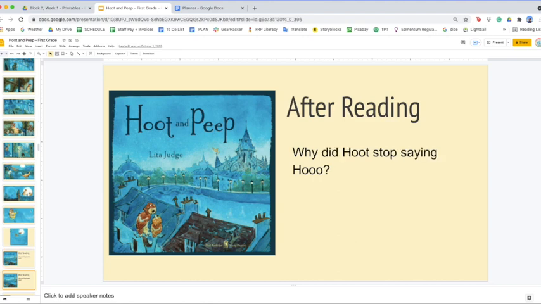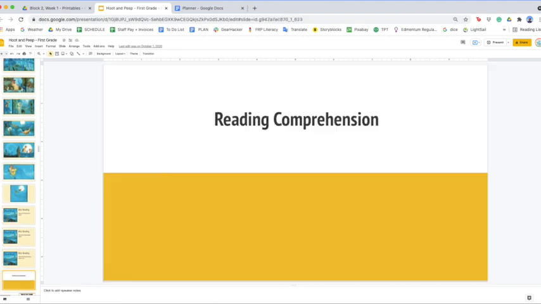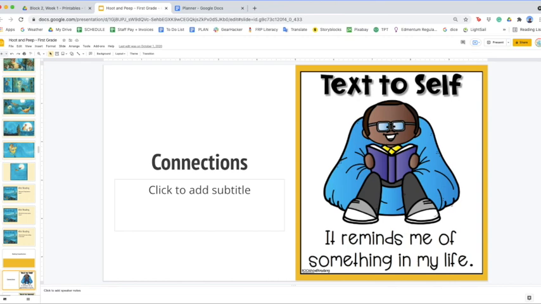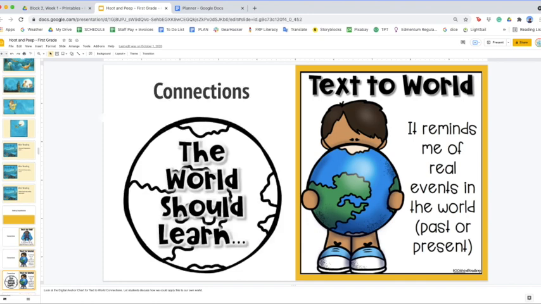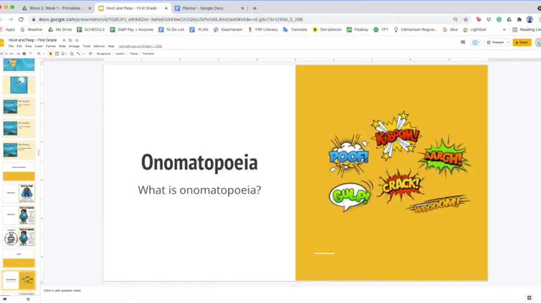Again, reading comprehension. Then we review what we learned the previous day, talking about what it means to connect the text to yourself, and then going into connecting the text to the world, right? So making those connections. Here we're talking about what the world should learn. Again, reviewing more onomatopoeia, asking them to retrieve the definition.